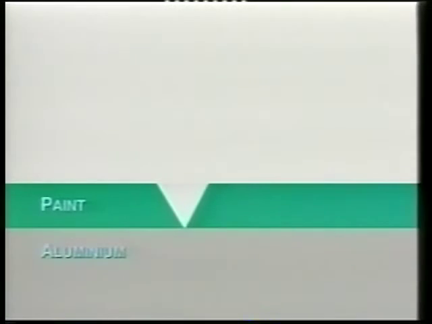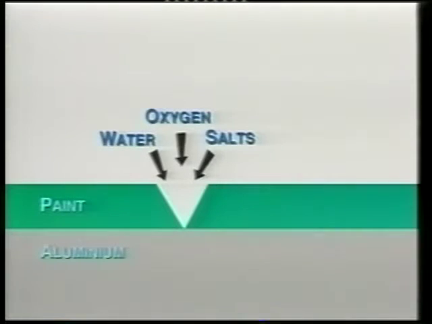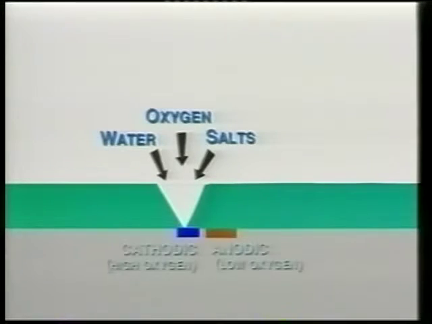This animation gives a schematic display of the process of filiform corrosion. Starting with a scratch representing a defect in a coated aluminium sample under the influence of water, oxygen, and salts, the corrosion process begins as a result of the creation of local cathodic and anodic sites due to the formation of a differential aeration cell.